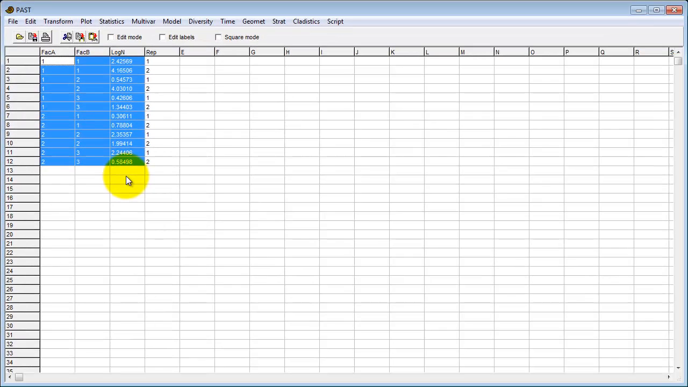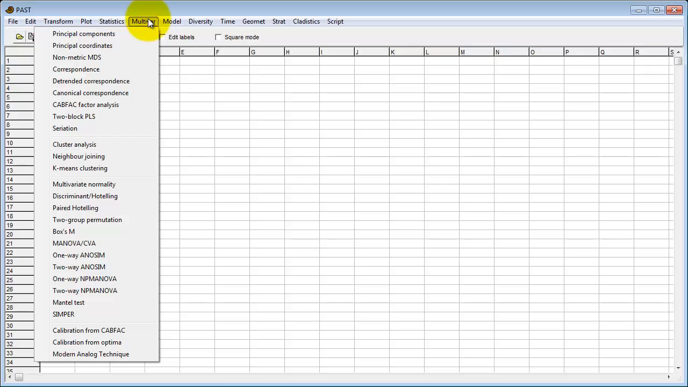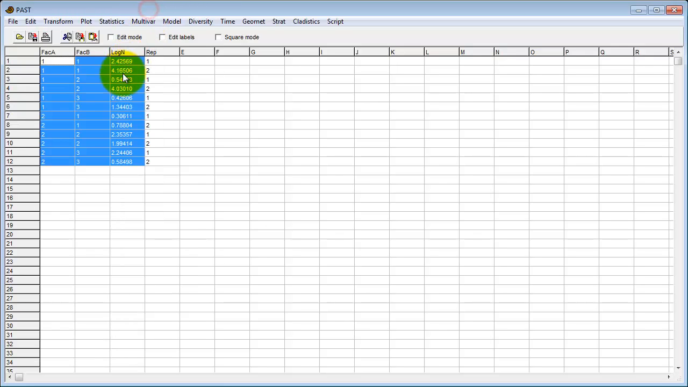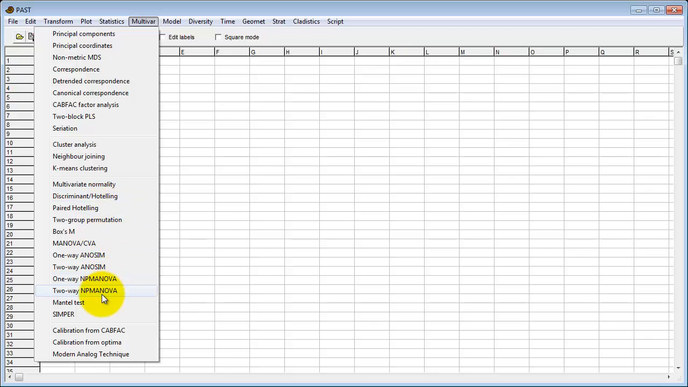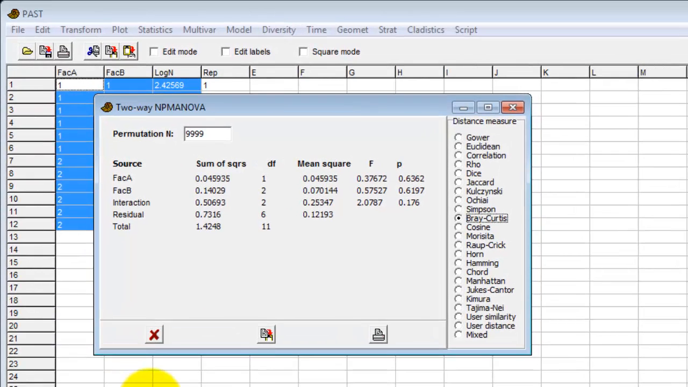Now there is one other way to do that analysis here in PAST, and that is using the multivariate option. Now before I go there, you'll note I don't have a multivariate data set here. I've got just one variable selected. And I go down here to two-way non-parametric ANOVA, select that option. Now at first the numbers in here don't seem to be similar to the ones before. But if I go up here and click Euclidean, you'll see those are starting to look similar.